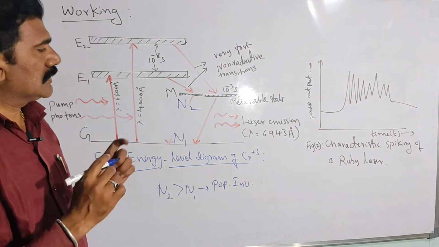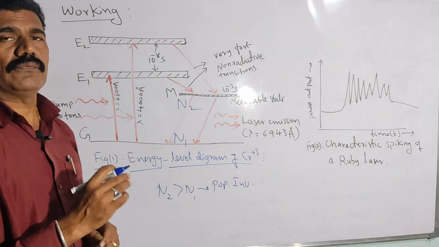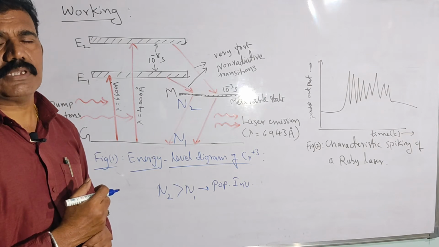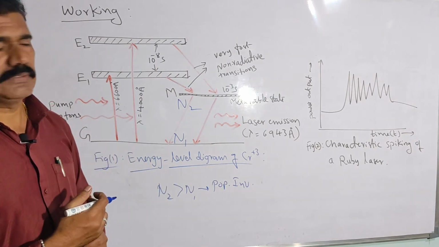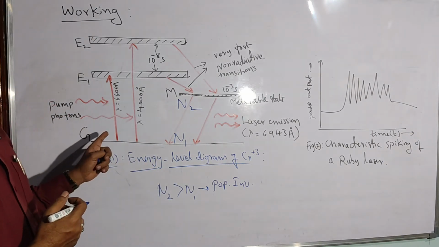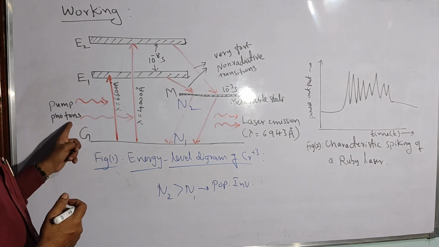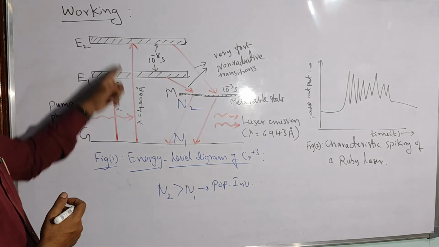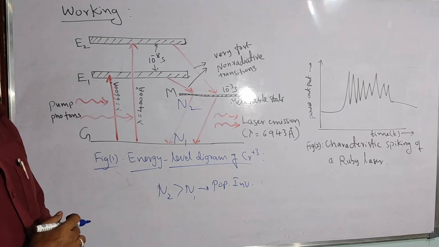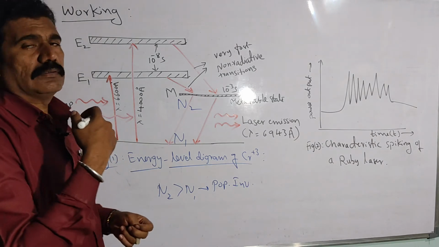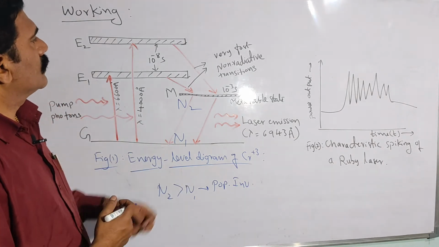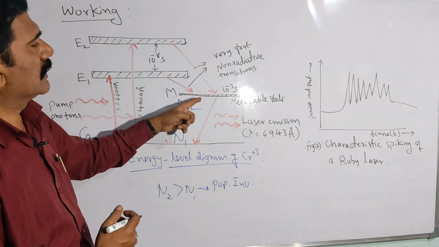Okay. Now you just observe the process where the absorption of light energy takes place and where the emission of the light energy takes place. Here there is an induced absorption, right? So pump photons will be absorbed by the chromium atoms. This process is called induced absorption, and then the emission takes place due to the transition of atoms from the excited state to the metastable state.